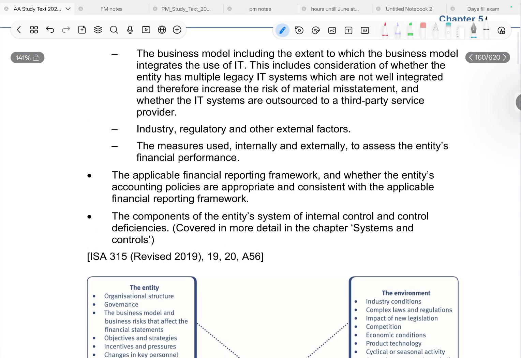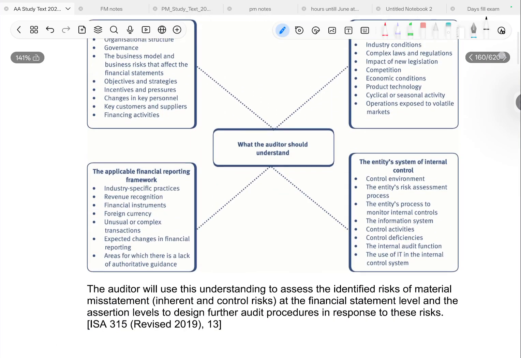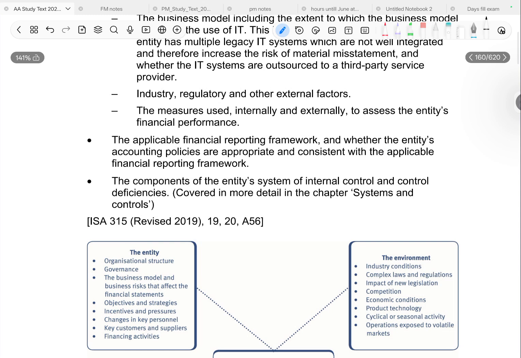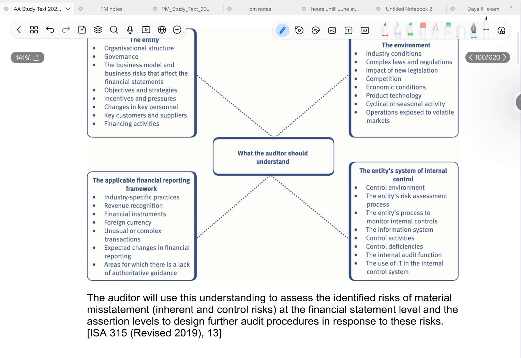The auditor may also look at industry, regulatory and other external factors that may impact the business. In addition, the auditor considers how the entity measures its financial performance both internally and externally. The applicable financial reporting framework must also be understood.